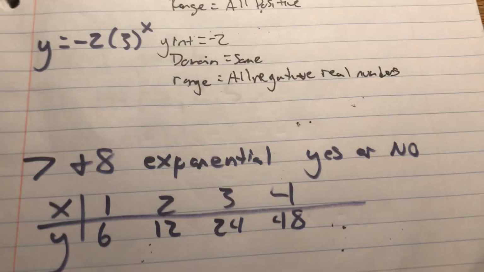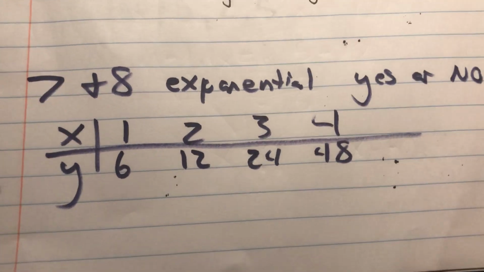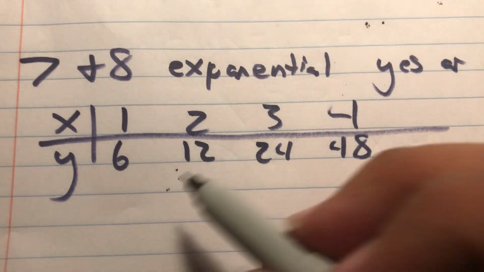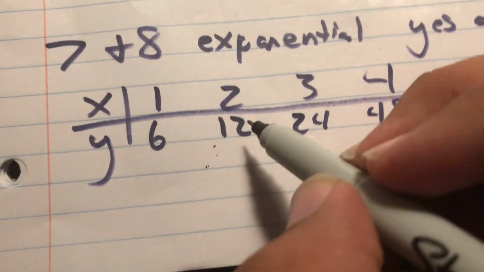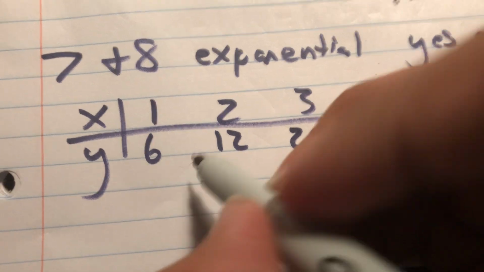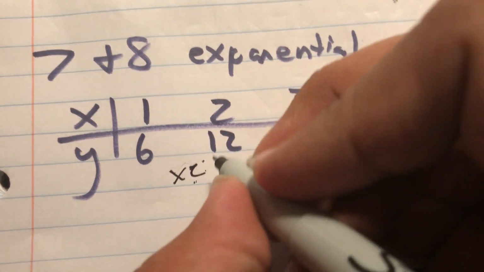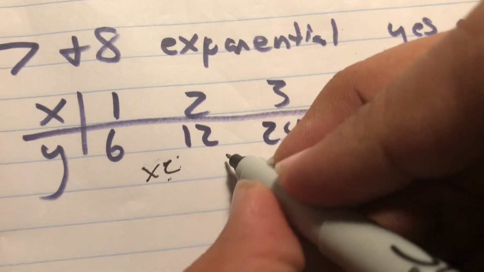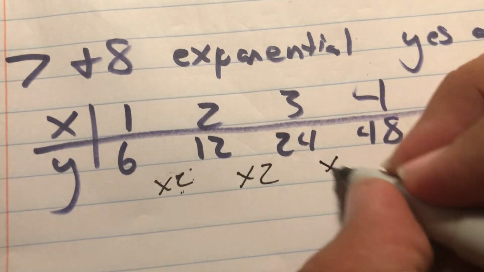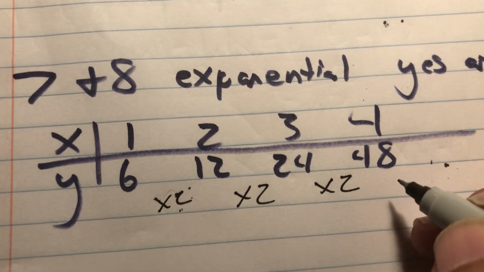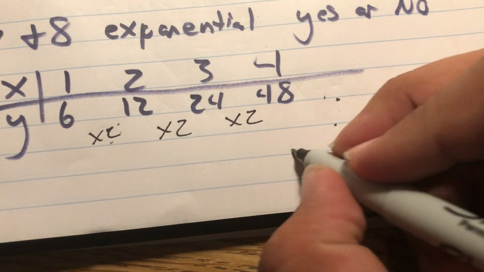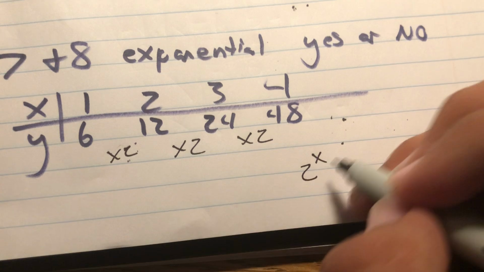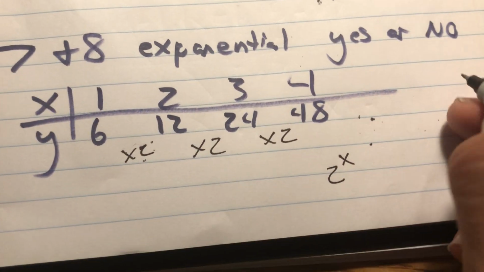For 7 and 8, exponential, yes or no. This is going up by a constant pattern, by multiplying. So here, how did the 6 turn into 12? It multiplied by 2. If it's going up, it has to be multiplying. If it's going down, it has to be dividing. This is being multiplied by 2. This is also being multiplied by 2. So is it exponential? Yes. It's like 2 to the power of something. Now there might be another variable here, but this is the exponential. So yes, this is exponential.